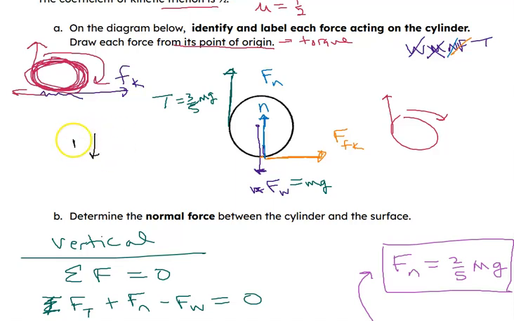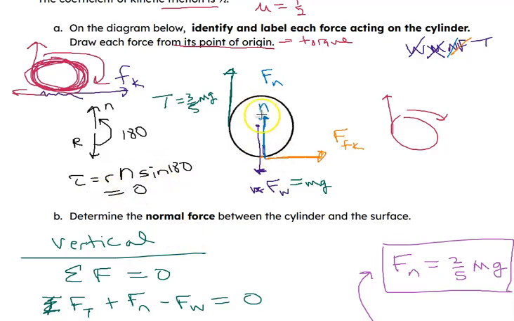So here's your R. Here's your normal. Going from R to N, let's go this way so it's positive, is 180. The torque is going to be R times the normal sine of 180, which is 0, right? That's just pushing on the pivot. That's not going to cause torque. But we have the tension, which is causing torque, and we have friction, which is causing torque. Okay, so we're going to have 2 torques here.